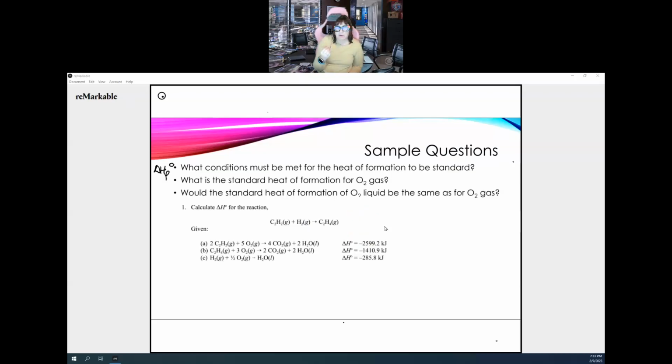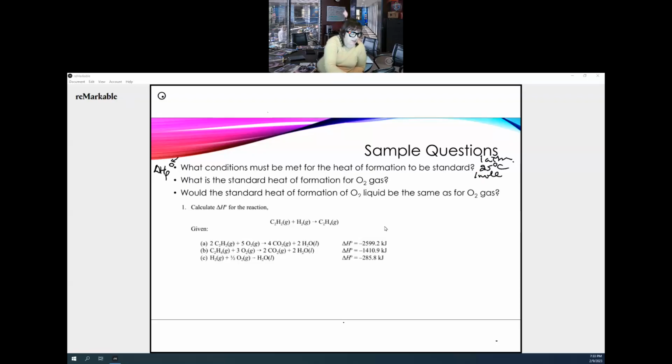What conditions must be met for the heat of formation to be standard? So, delta H not F. And this little knot right here indicates standard. Standard conditions are defined as 1 atmosphere of pressure, 25 degrees C as my temperature, and then forming 1 mole of material.